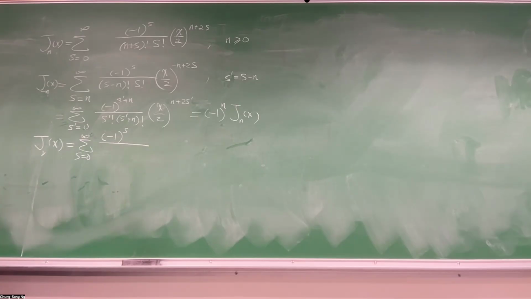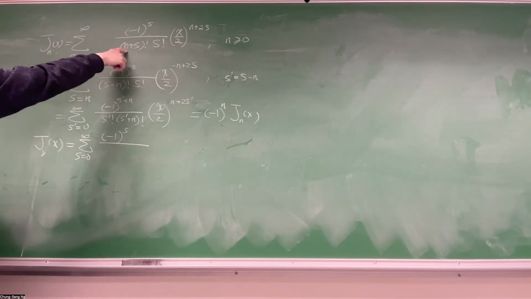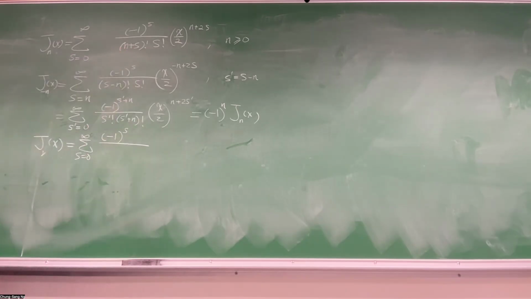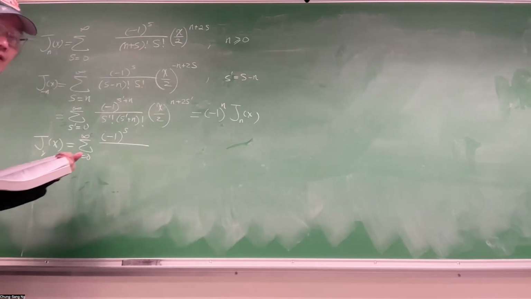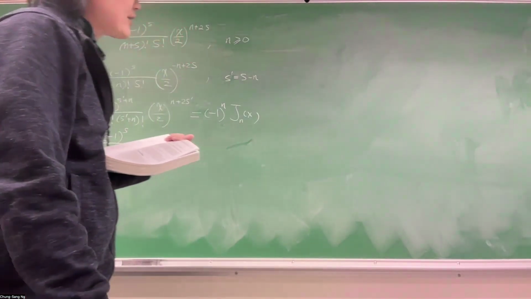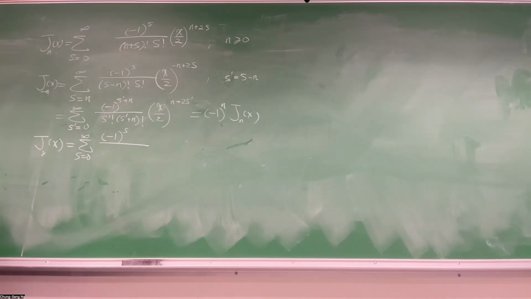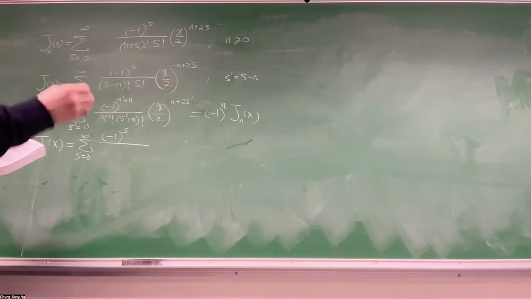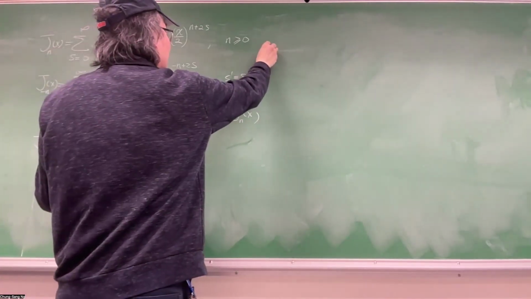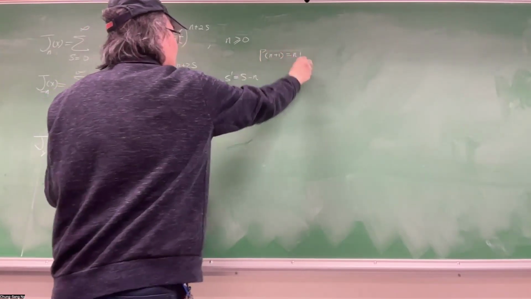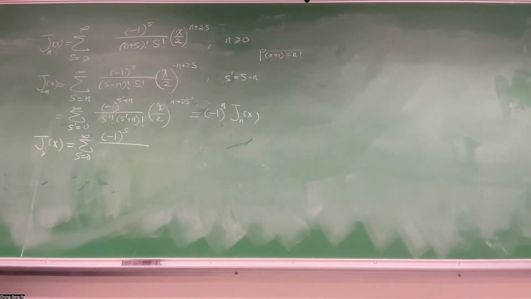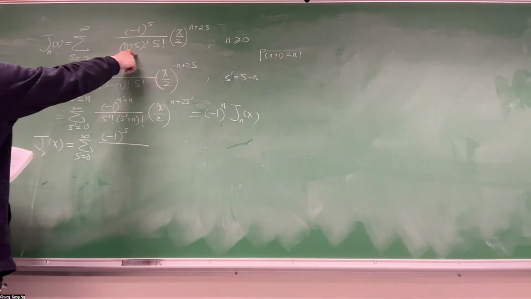Now, if n is a real number, or you change it to nu, a real number, then we cannot use the factorial function because that's defined for integers. But we can just use the gamma function, because you remember that the gamma function for integer n plus 1 is n factorial. Right?